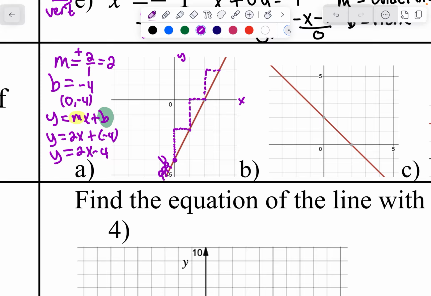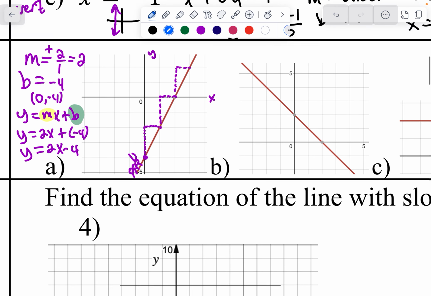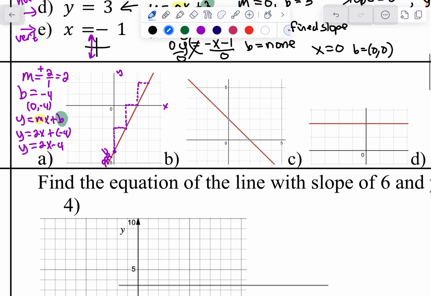And then you could go to Desmos. You could type in y equals 2x minus 4. Does it match the line we see there? Does it hit the same points? Okay. Now let's do B. It is a slope that is going downhill from left to right. First, let's find our y-intercept. Our y-intercept is the point 0, 2, so b is 2.